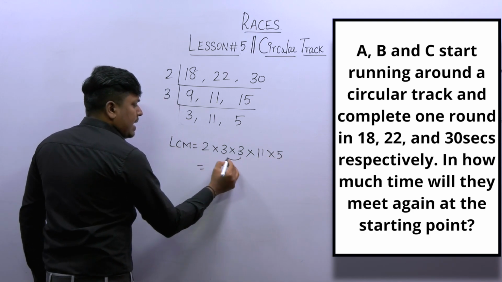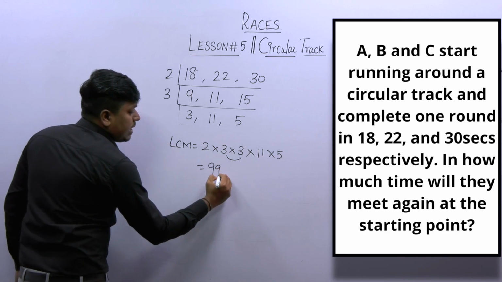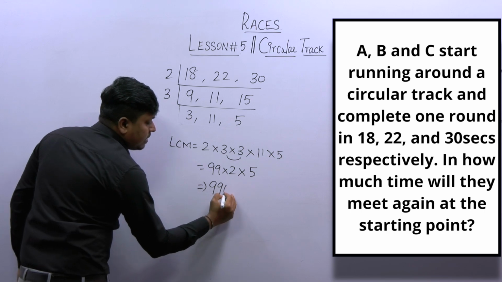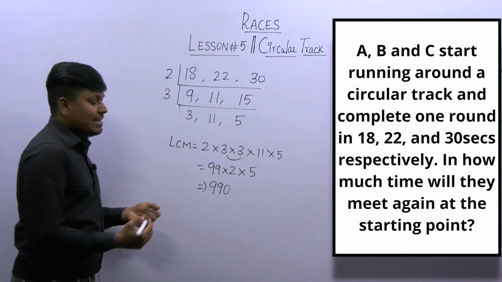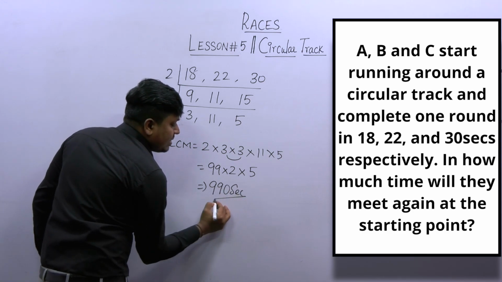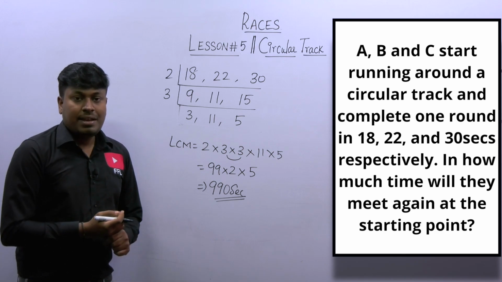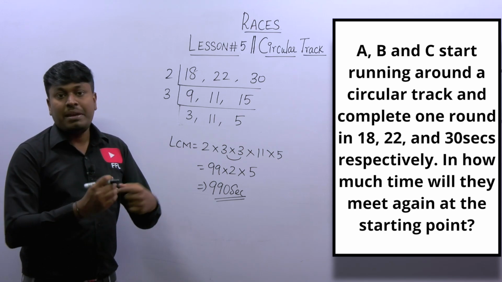So this will be 9. So 9 into 11 will be 99. So 99 into 2 into 5. 5 into 2 will be 10. So 10 into 99 will be 990 seconds. Because all the values are given in seconds, our final answer will be in terms of seconds. So finally we can say that at 990 seconds all the 3 persons will meet again.